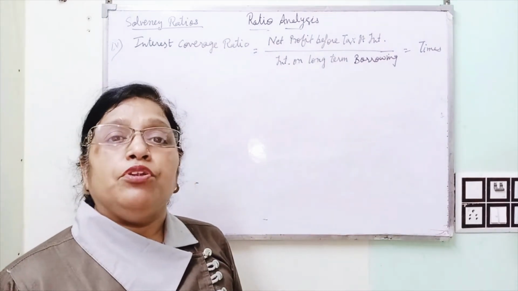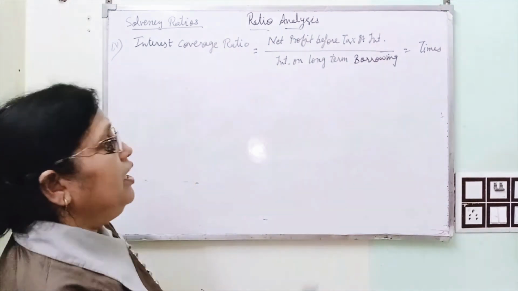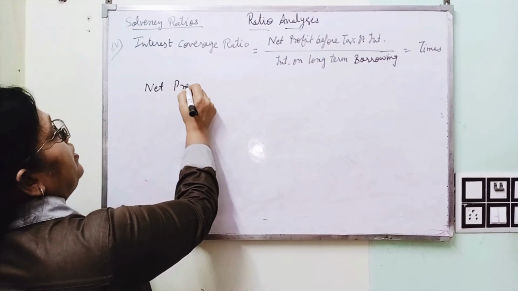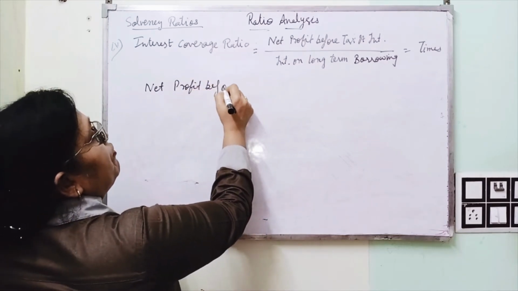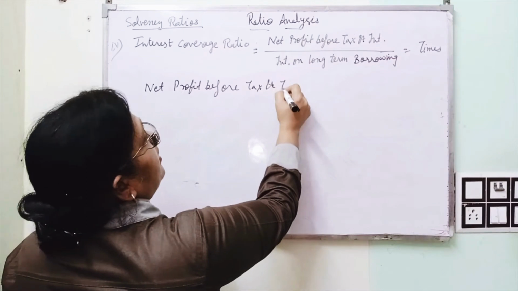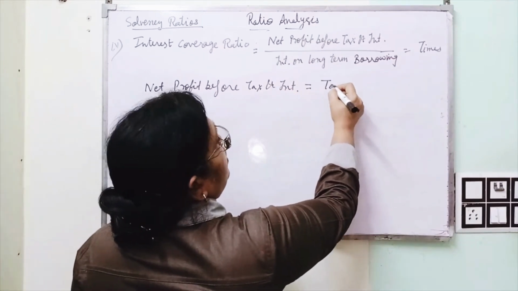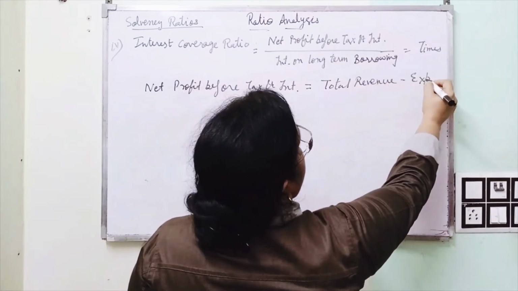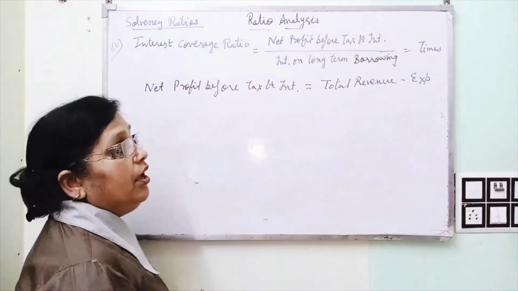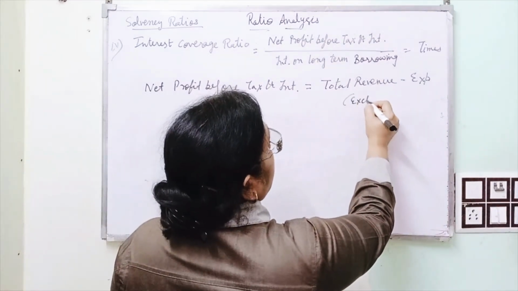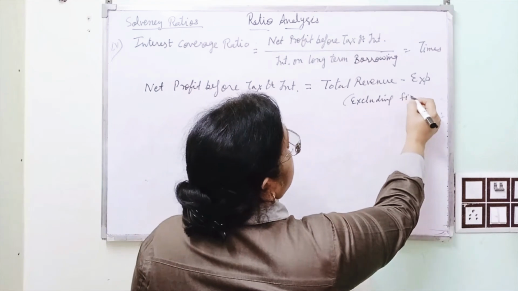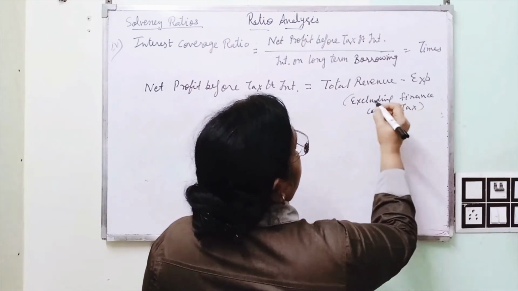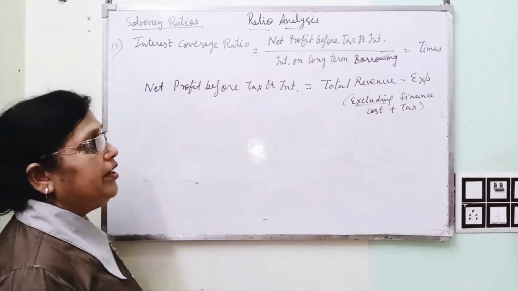So how can we calculate net profit before tax and interest with the help of revenue from operation? As we have prepared the statement of profit and loss, we have to calculate net profit before interest and tax. Then what is the formula for that? Net profit before tax and interest is equal to total revenue minus total expenses, excluding finance cost and tax.